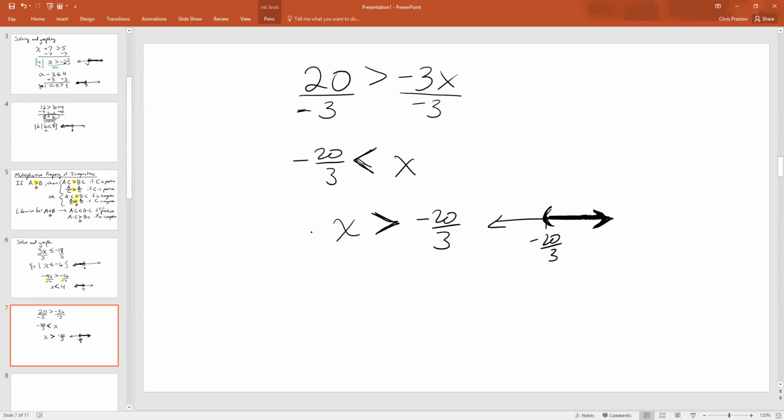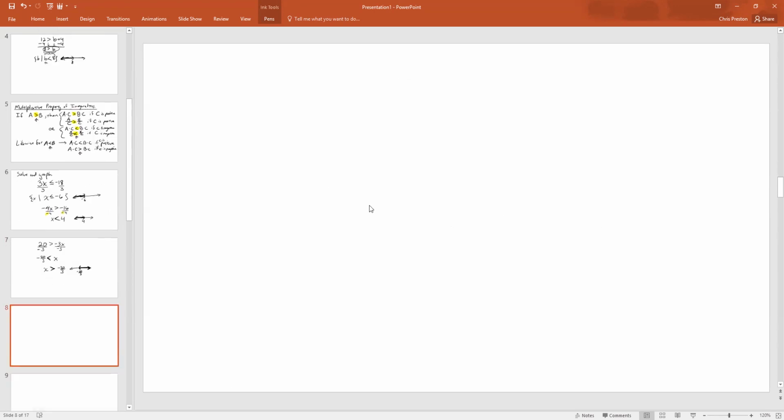So watch out when you're multiplying or dividing by a negative that you change that symbol there. Okay, pause this video, do the second group of problems, and then come back. All right, so assuming you did the second group of problems, let's move on to the third group.